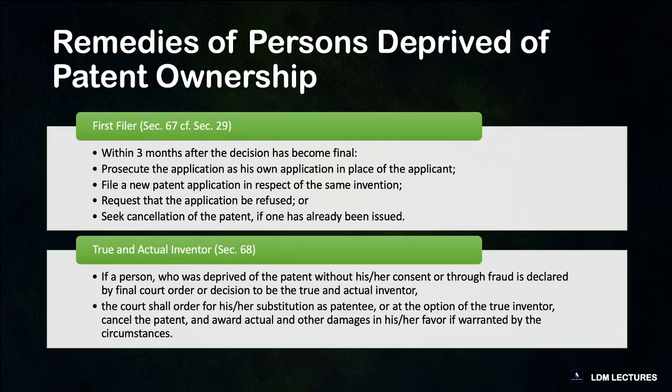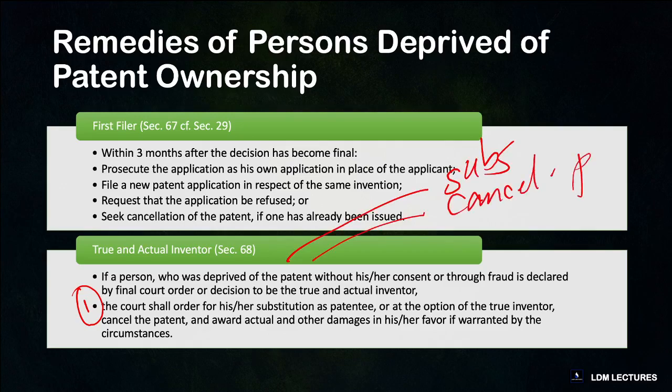So the court shall order his or her substitution as patentee or, at the option of the true inventor, cancel the patent, o pwede niya pa ipa-cancel, and award actual damages in his or her favor if warranted by the circumstances. So may two options. Tandaan mo ha, pwede siyang maging substitute, or pwedeng pa-cancel niya yung patent. Okay? So, tandaan yung mga rules. Okay? Yan yung remedy ng true and actual inventor who was deprived of patent ownership. Okay? Next.